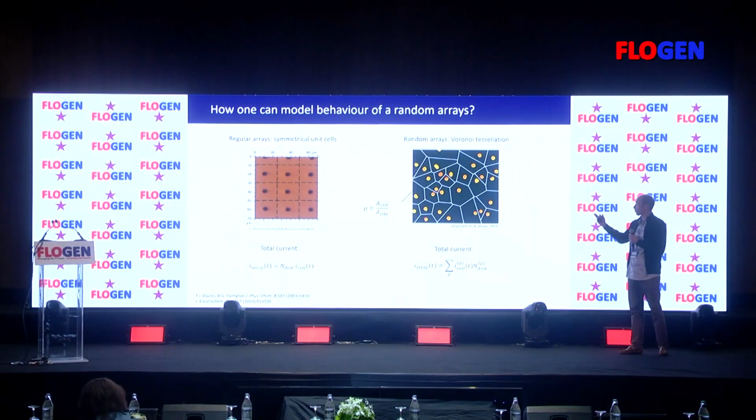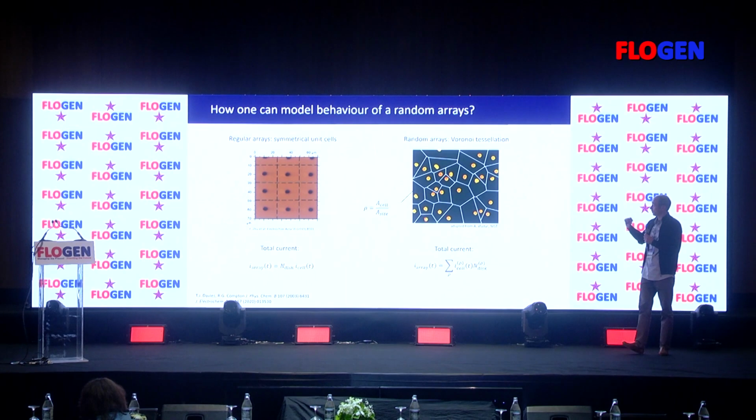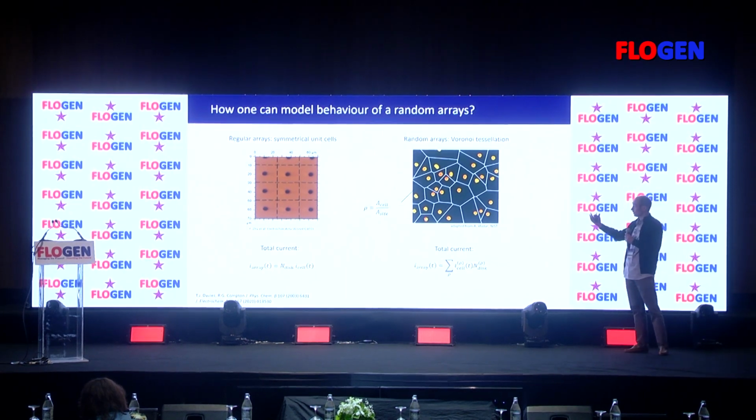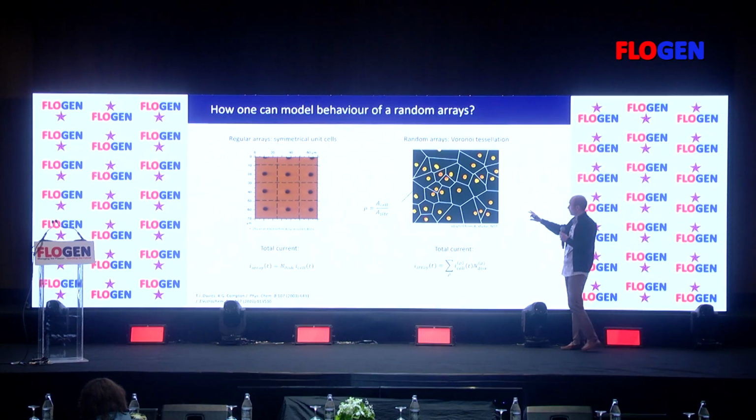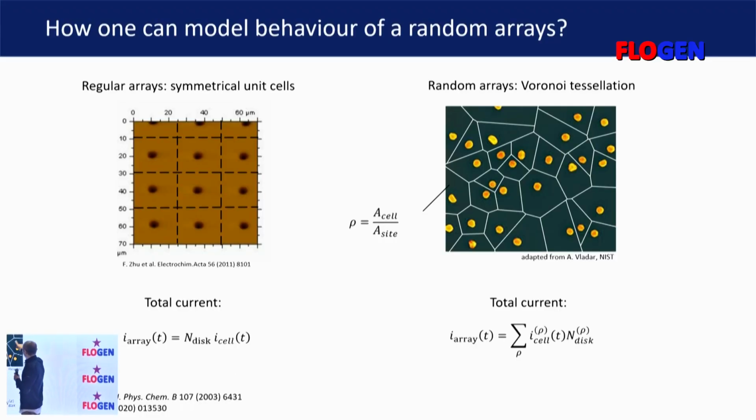We cannot do it straightforwardly for the system with randomly distributed active sites, but we can generalize this approach and use the Voronoi tessellation to construct this irregular unit cell, which basically represents, for each unit cell, the regrouping of all the points which are closest to a given active site.